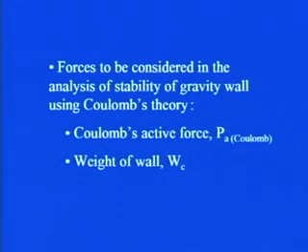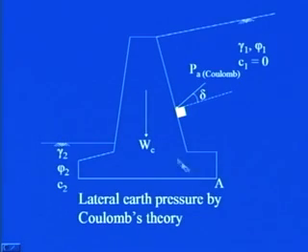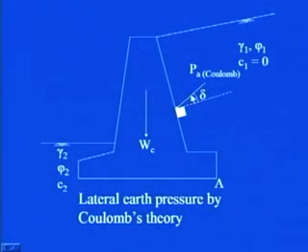Then if you consider Coulomb's theory, the two cases that we discussed were for Rankine's theory. If you discuss with respect to Coulomb's theory, then there is a little difference in the cases. Only two forces will be acting in that case, that is Coulomb's active force PA Coulomb, and then the weight of the wall WC. How it will be acting is shown in this figure. Since you know that Coulomb's theory can take into account wall friction, you see here this PA Coulomb will be acting at an angle of delta to the normal drawn to the back face of the wall. You see this is the back face of the wall, this is the normal drawn to this particular surface, and then you draw a line which is making an angle delta from this normal, and that will represent the line of action of PA Coulomb.